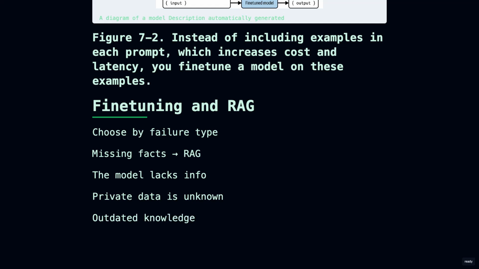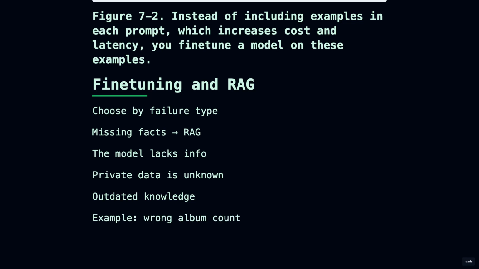Another common failure is staleness. The model knows something, but its knowledge stops before the latest event or release. A question like this exposes the problem clearly. The model may give the old count because its training data ended before the newest album was released. Retrieval fixes this by bringing in current sources.